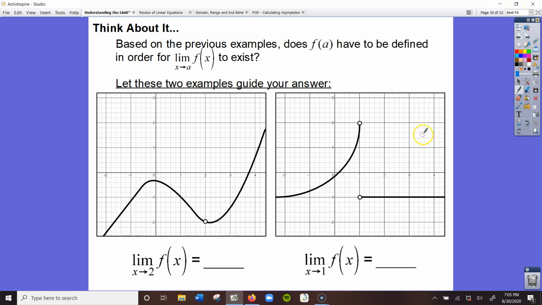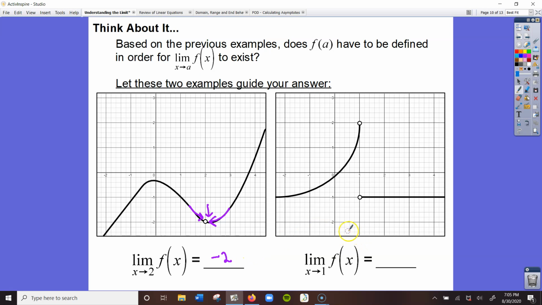So now based on all of those examples, we're going to see if we can answer this question. Does f of a have to be defined in order for the limit as x is approaching a of f of x to exist? So let's look at these two examples to see if they can help us answer that question. If I look here at my function, it seems to be pretty continuous except for here at that hole. Here, the function value is undefined, but the limit from the left does equal the limit from the right. The function is trying to reach this y value of negative 2.